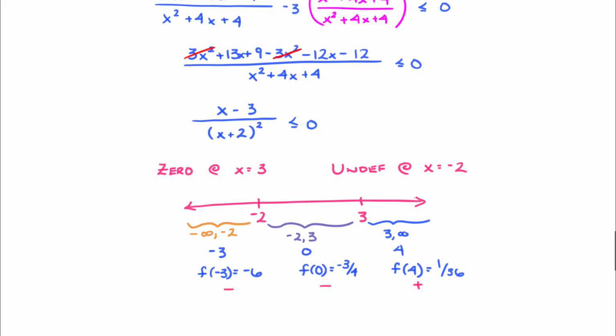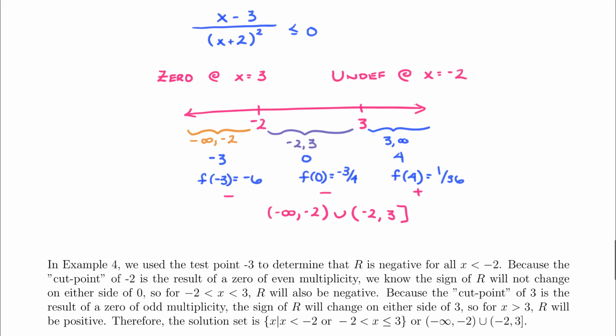So we can eliminate this third interval because we're not interested in where it is positive. We're only interested in where this is negative or equal to 0. So our first interval solution is negative infinity to negative 2. Our second interval solution is from negative 2 to 3, but now we found that 3 is a 0, so that's where it's equal to 0, so we can include that in our values. And as far as the set notation goes, that would be x such that x is less than negative 2, or negative 2 is less than x is less than or equal to 3. And that's how you solve polynomial and rational inequalities.